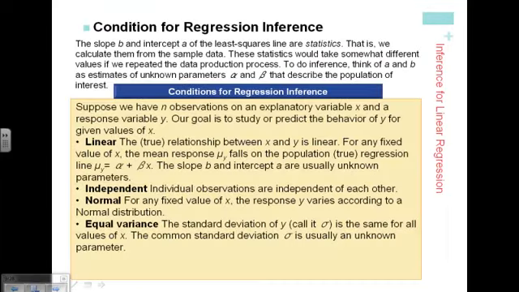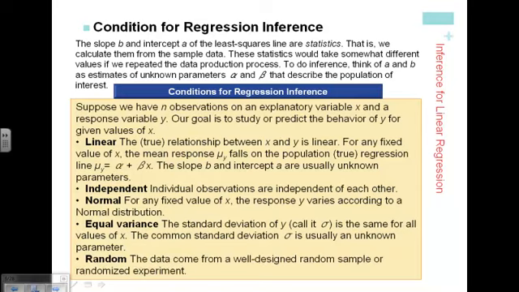So, four conditions for doing inference having to do with regression. Linear, independent, normal, equal variance. And you'll see, of course, that those things are listed on your scaffolding sheet. You, of course, will have access to that scaffolding sheet when you take the quiz. You will not have access to that scaffolding sheet when you take the test.